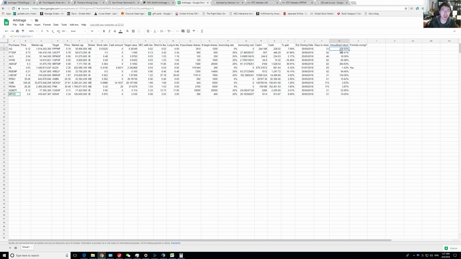And this is the most important thing. Obviously, the annualized return is going to be like 200% plus, and the actual gain is only 7%, but it's going to close very soon. So the annualized return is super high. So how do we come up with these numbers?